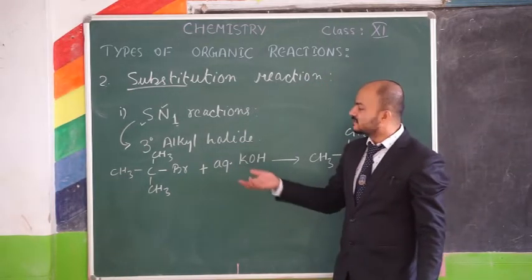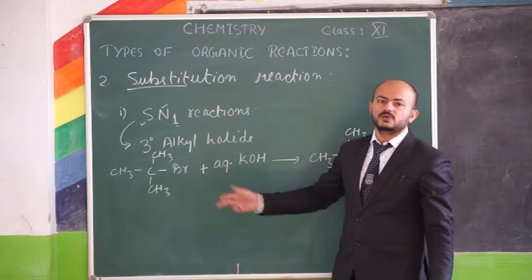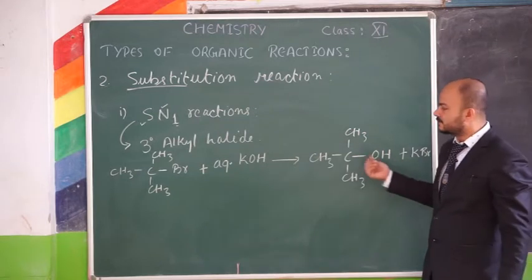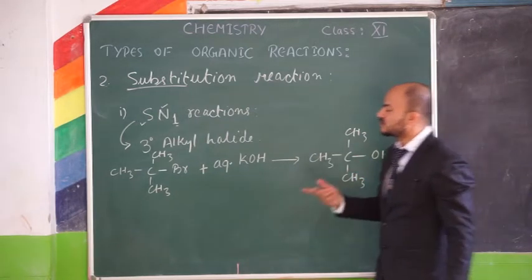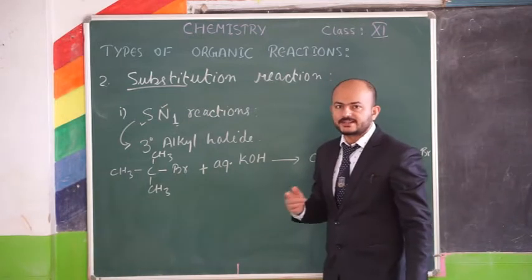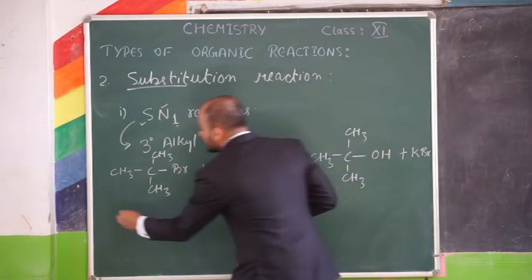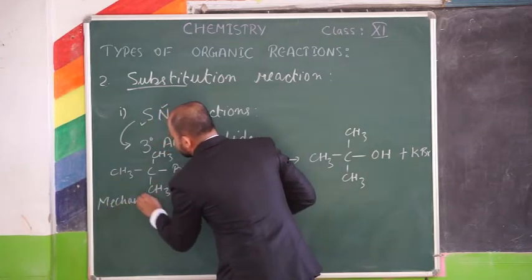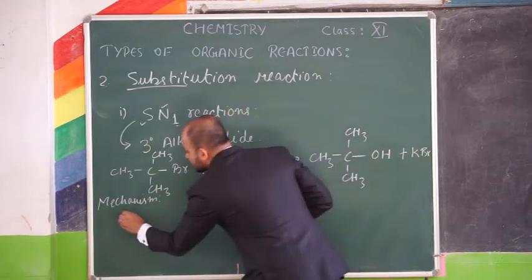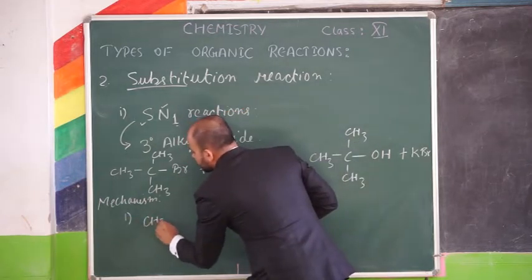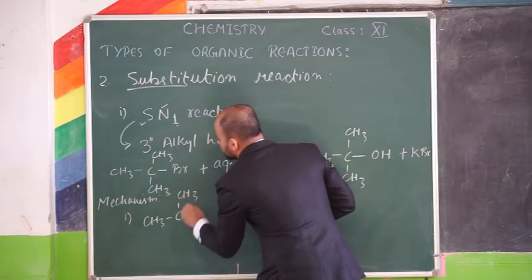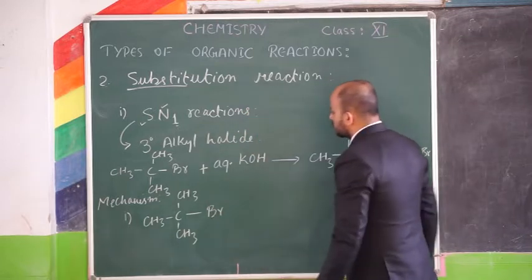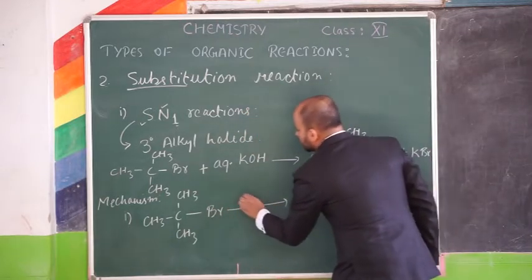Now how does this reaction take place? What is the mechanism? What is the path followed by this reactant to be converted into the product? Here we have two steps. In case of SN1 reaction, you have to remember these two steps properly. So we are going to discuss the mechanism of SN1 reaction. In the first step, we have CH3, C, CH3, and here is CH3, and Br is present. In the first step, this is the slow step.